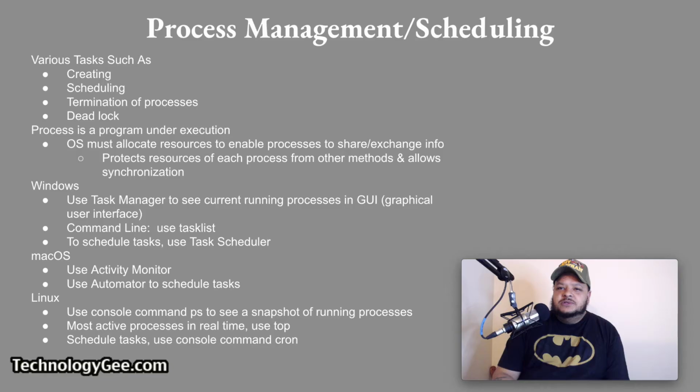In Windows, use the Task Manager to see currently running processes in a GUI, which is known as a graphical user interface display. From the command line, use the command tasklist. To schedule tasks, use the task scheduler. In macOS, use the activity monitor to see currently running processes, and use the automator to schedule tasks. In Linux, use the console command ps to see a snapshot of all currently running processes. To see the most active process in real time, use the command top. To schedule tasks, use the console command cron.